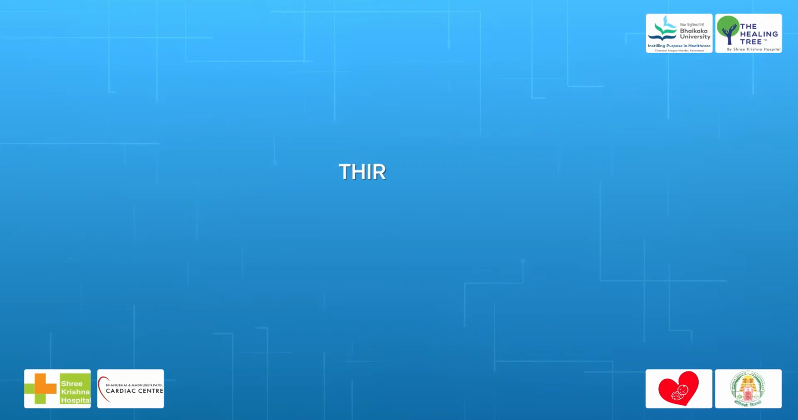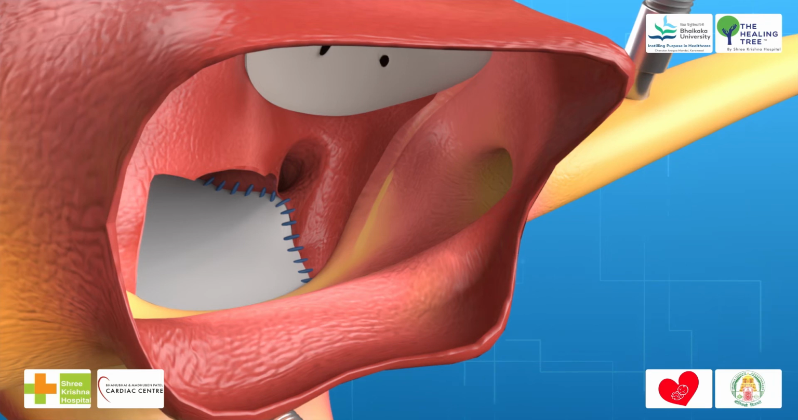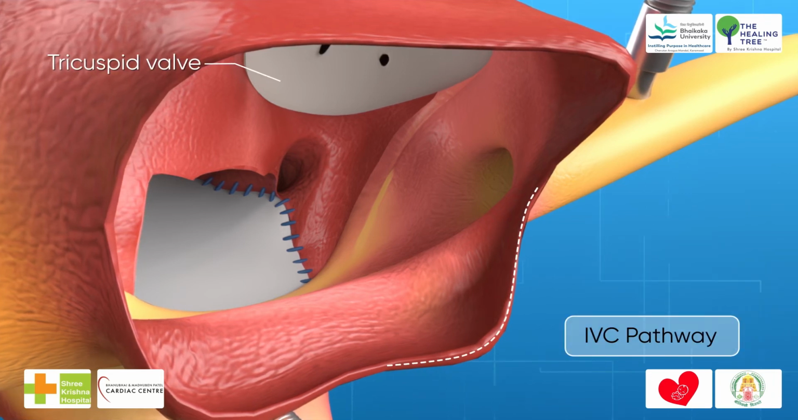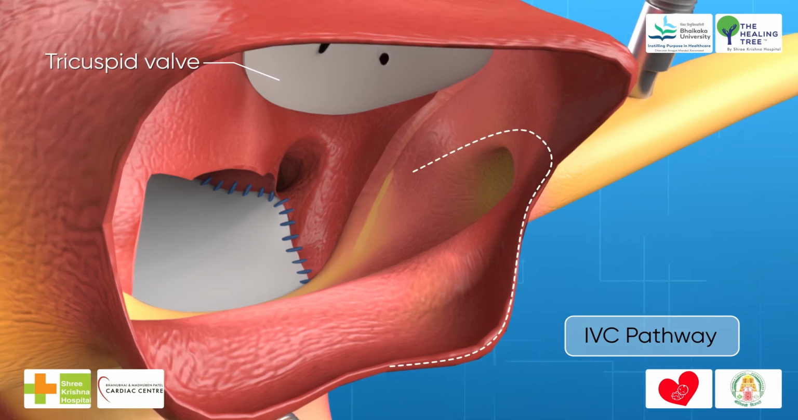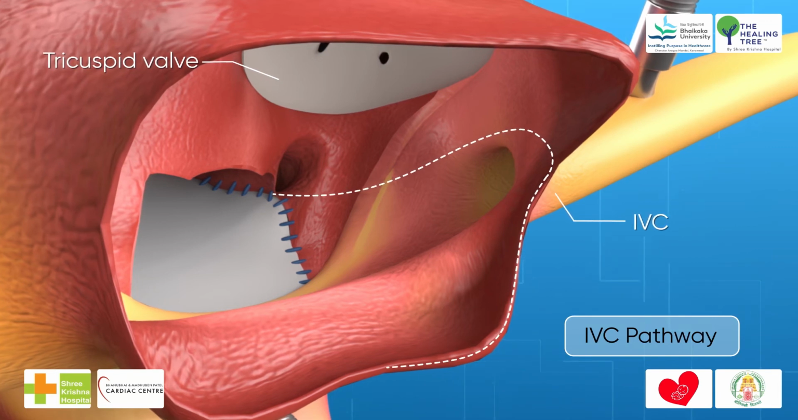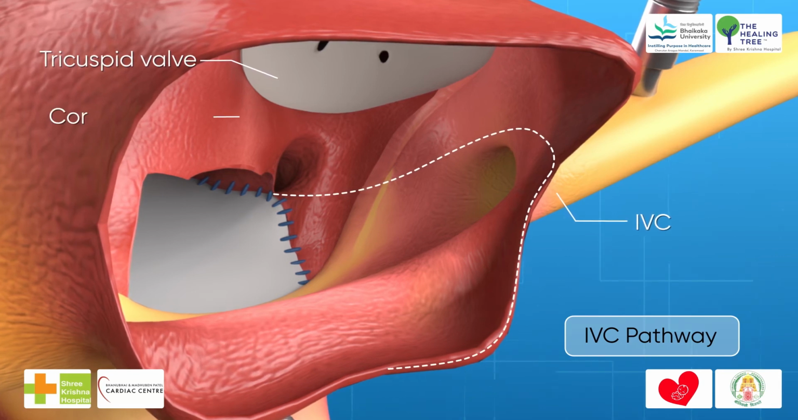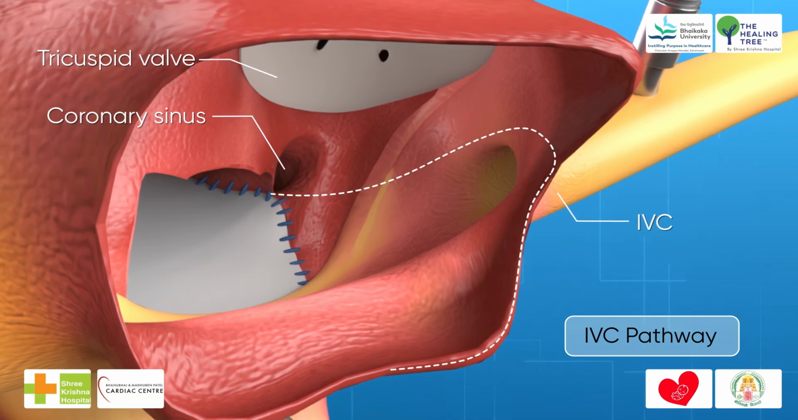Third step. Construction of the IVC pathway and SVC pathway. IVC pathway. The posterior base right atrial flap is sutured from the lower angle around the IVC. The caval pathway is completed anteriorly by stitching the caudal extent of the right side of the free right atrial wall to the atrial tissue about the IVC orifice and continuing to the coronary sinus. The coronary sinus is left to drain with pulmonary venous blood.